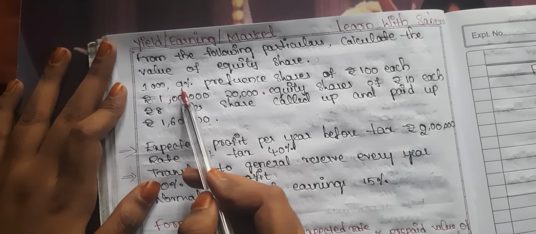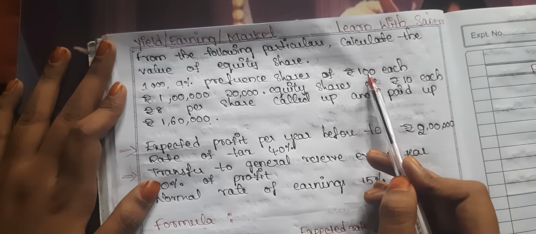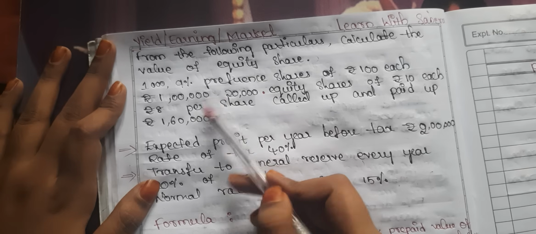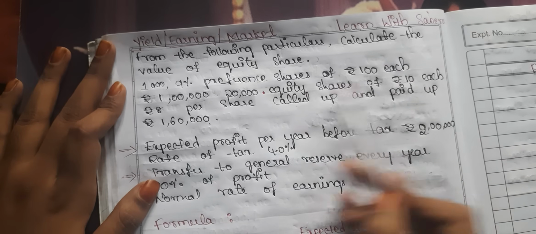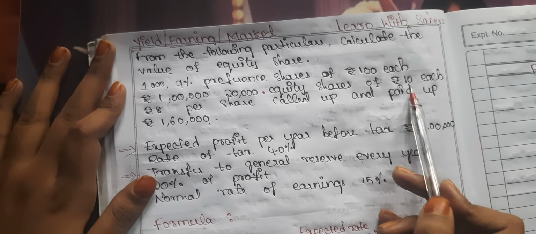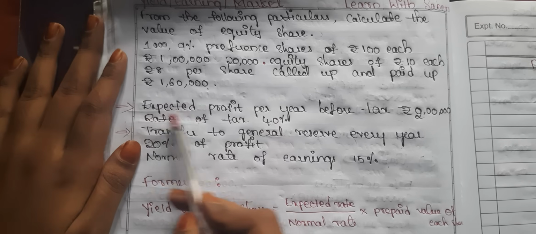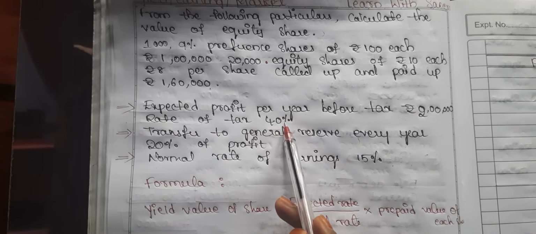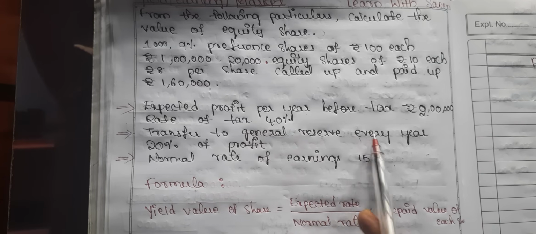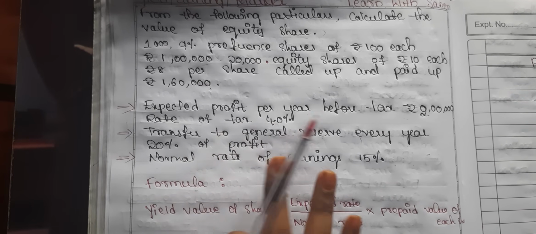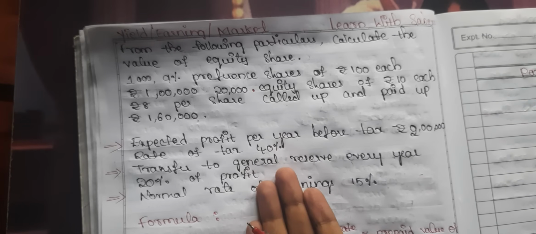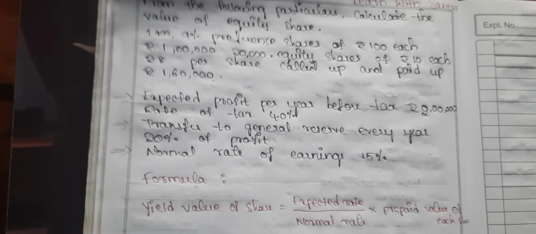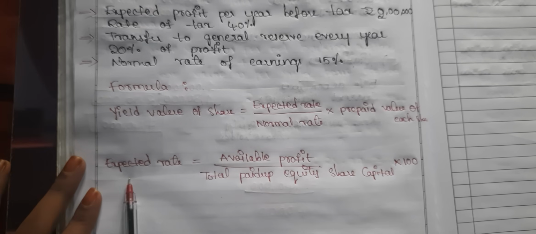Okay, it is 10% preference shares of 100 each, which is 1 lakh 20,000. Then equity shares of rupees 10 each, 8 per share called up and paid up, 1,60,000. Expected profit per year before tax is 2 lakhs. Rate of tax 40%. Transfer to general reserve every year 20% of profit. See, don't get confused by looking at the question. It is really very easy. When we solve the problem, you will get to know. You just need to understand the formula.